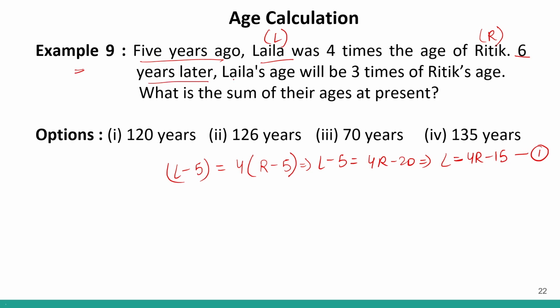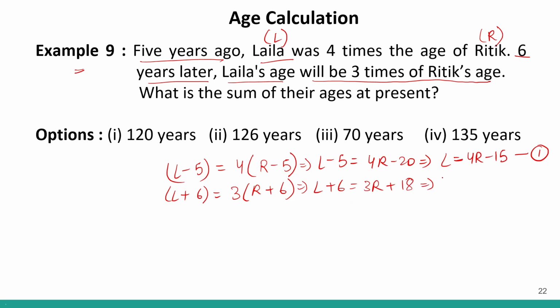6 years later, Laila's age will be 3 times of Ritik's age. So 6 years later, L plus 6 will be 3 times of Ritik's age 6 years later, R plus 6. So L plus 6 will be 3R plus 18. This is how you open the brackets. Correct? So if I take 6 that side, it will turn negative. So L will be equal to 3R plus 18 minus 6. That means plus 12. This will be equation number 2. We have to find the sum of their present ages.